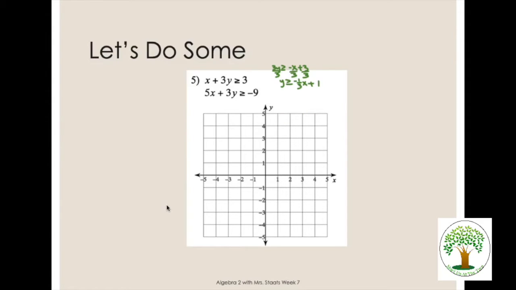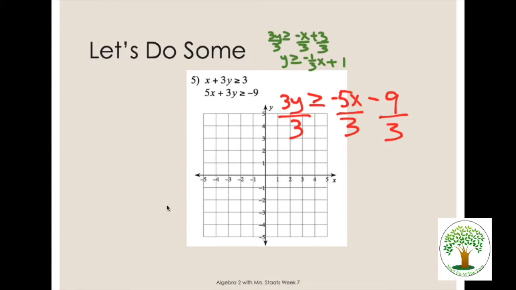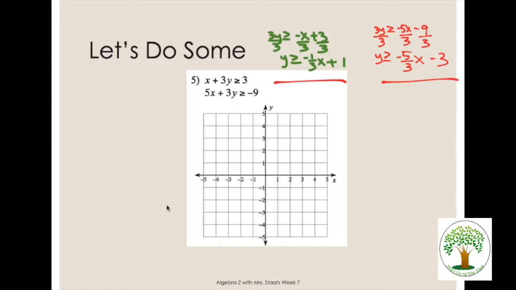Okay. I'm going to move the 5x over here. I got 3y greater than or equal to -5x divided by 3. I'm dividing everything by 3. So I'll have y greater than or equal to -5/3 x, then -3. I agree. So now I have 2 inequalities here. I'm going to now graph them, starting with the first: plus 1, going down 1 and over 1, 2, 3.